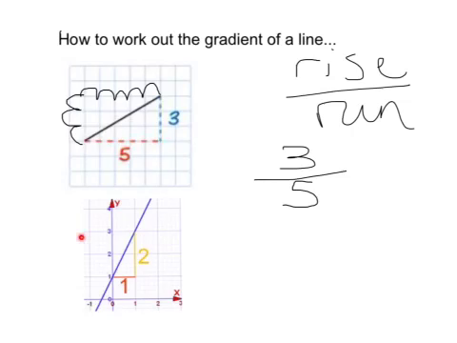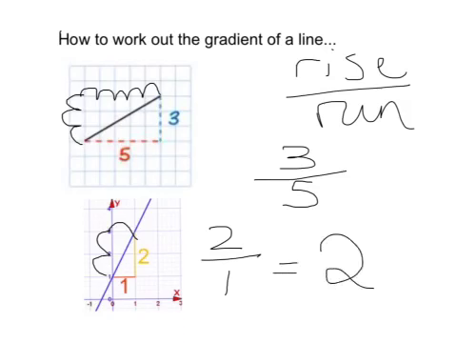Looking at this example here, again, because I want my rise first, I would go from this point, 1, 2, divided by my run across, which is 1. 2 divided by 1 is 2. So the gradient for this example is 2.